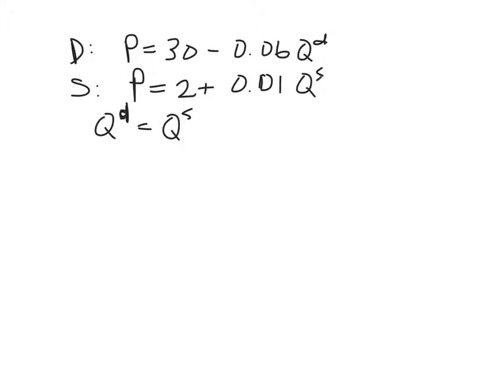All right? So what do we do with that? Well, we just realize that, at equilibrium, this quantity demanded is the same as this quantity supplied, and thus we can just sub the equilibrium quantity, we'll just call it Q, in for those two, and we get the following. 30 minus 0.06 Q has to equal 2 plus 0.01 Q.